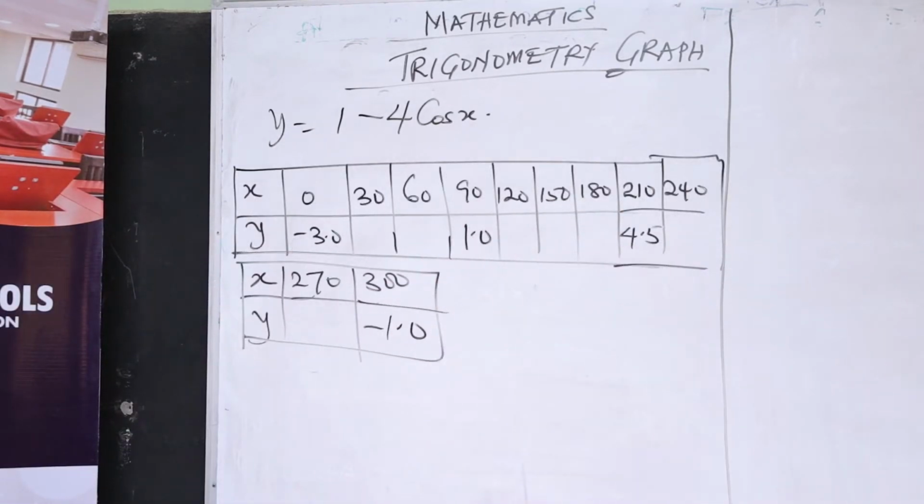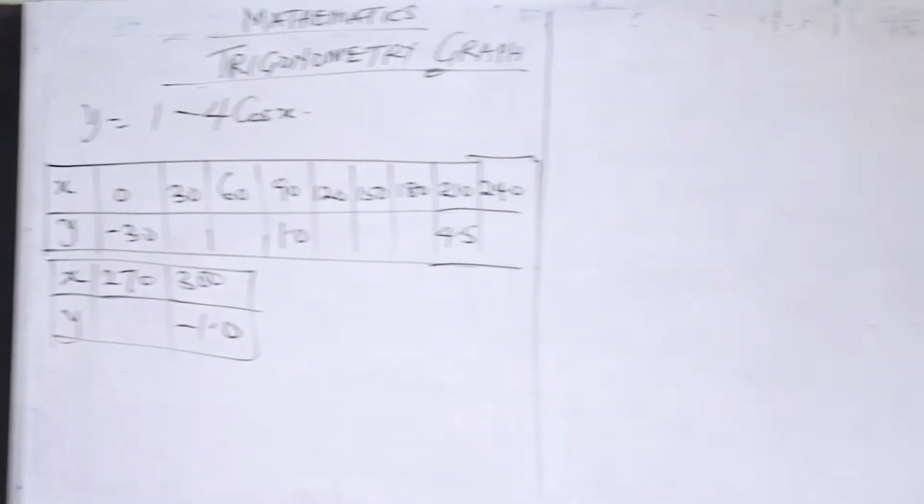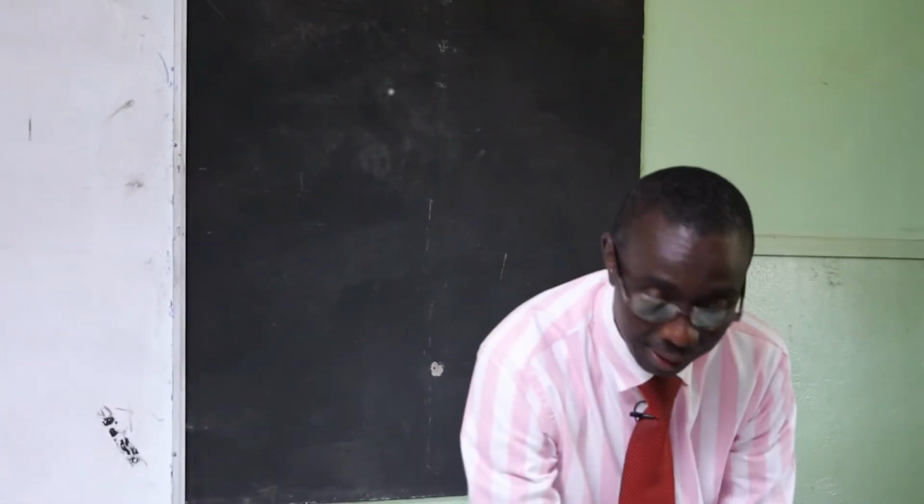That's the table, and that's the A part of that question. The B part of the question: using a scale of 2 centimeters to 30 degrees on the x-axis, and 2 centimeters to 1 unit on the y-axis, draw the graph of y is equal to 1 minus 4 cos x.